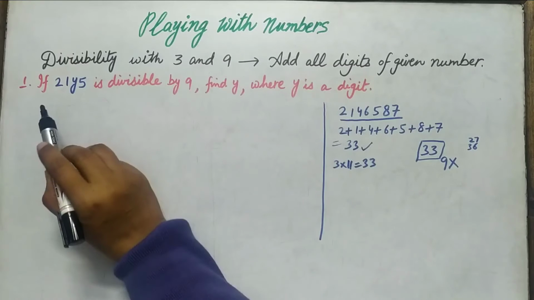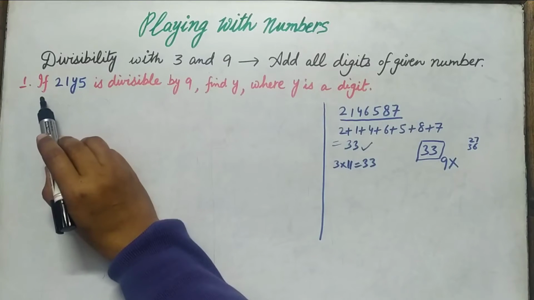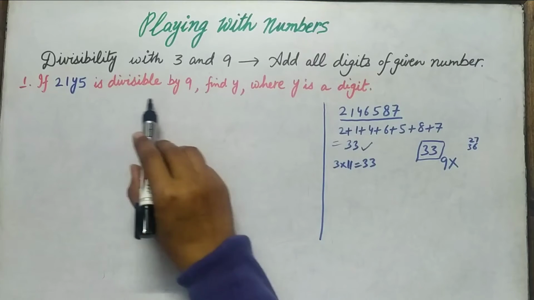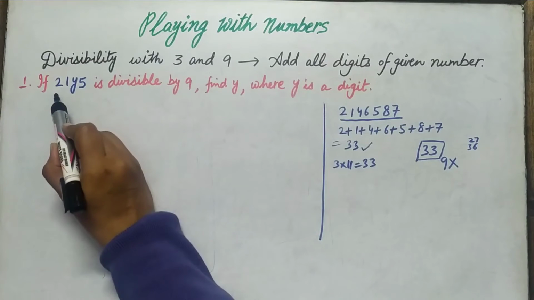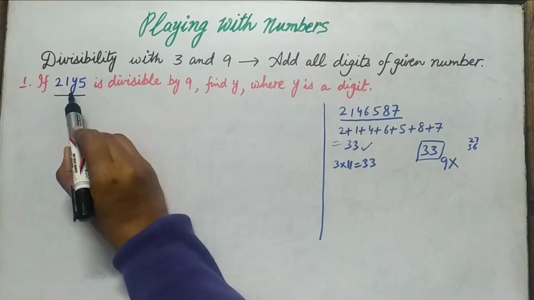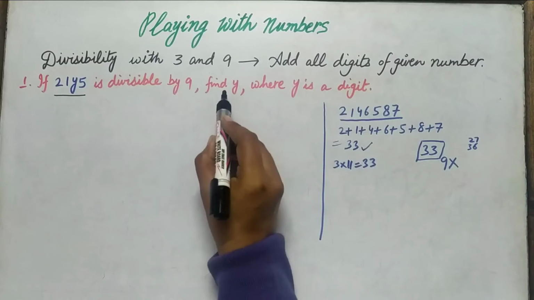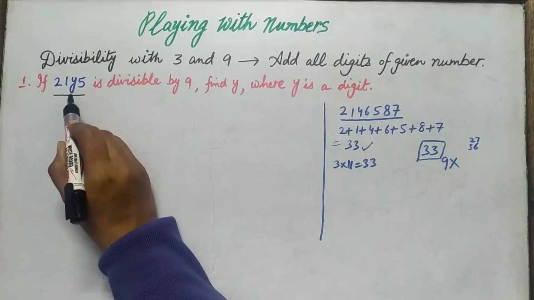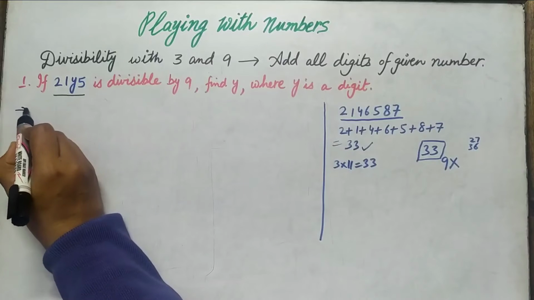Let us see. First question, if 21y5 is divisible by 9. Here it is a 4-digit number which is not completely given. One digit is not shown here. We have to find out that digit. But what is given? That this number is divisible by 9. Then find y, where y is a digit. It is a 1-digit number. Let us start the solution.